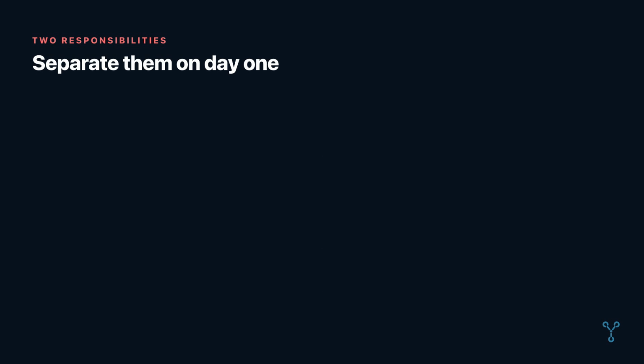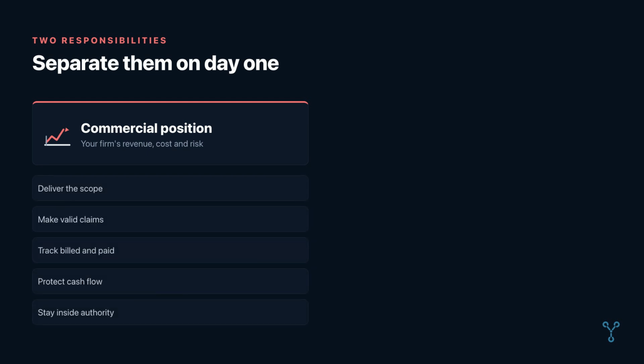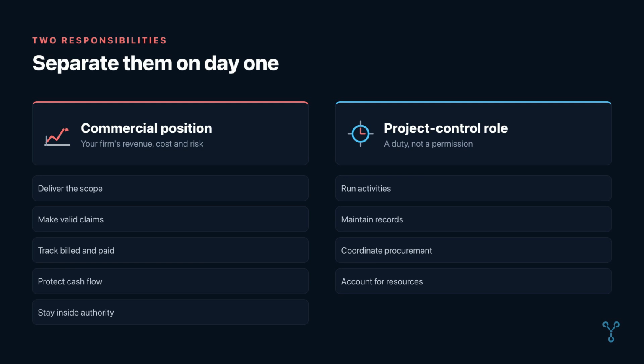The first is your firm's commercial position. You must deliver the contracted scope, make valid claims, track what has been billed and paid, protect cash flow, and avoid working beyond contractual authority. This is about your firm's revenue, cost, and risk. The second is the project control role. Where your contract assigns it, you may help the client run activities, maintain records, coordinate procurement, or account for project-funded resources. This is not permission to treat project funds as your firm's money. It is a duty to follow the authority, approvals, and control process assigned to the activity.